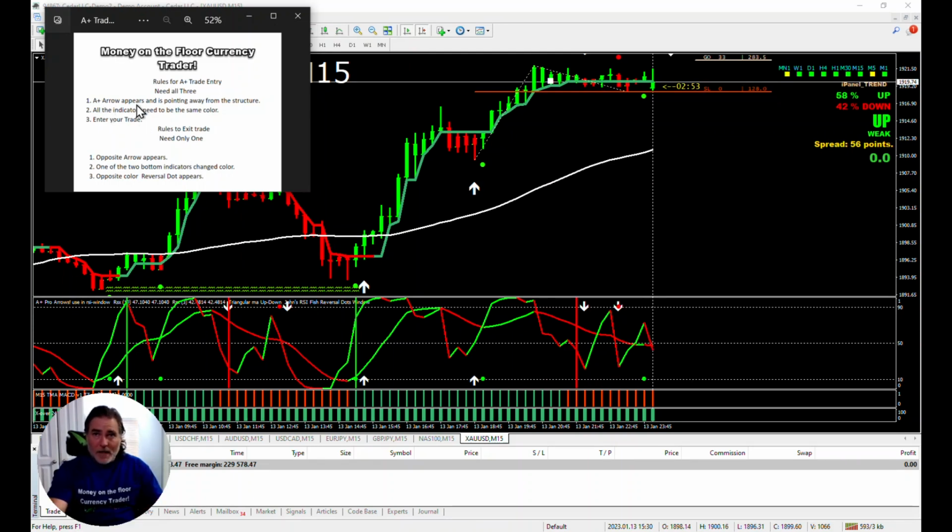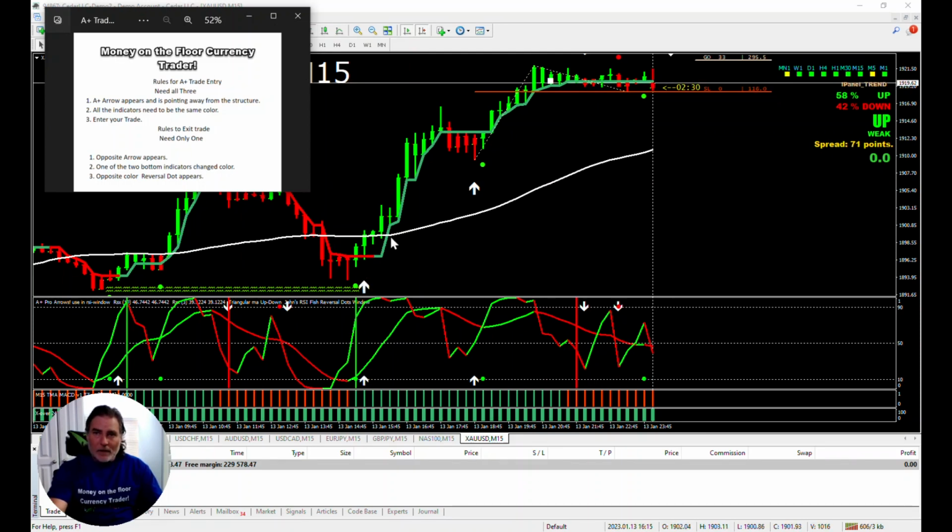So it says we need to have an A plus arrow appear. That would be this white arrow. We have it also in the RSI, the double RSI. The reason why, sometimes off the chart you don't see the arrows and I've missed trades. So I got mad and I put the arrow in the RSI. This way I do not miss them. So once you got the arrow, that means there's a possible trade.